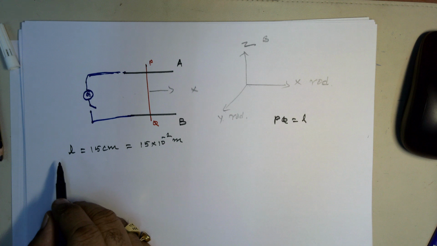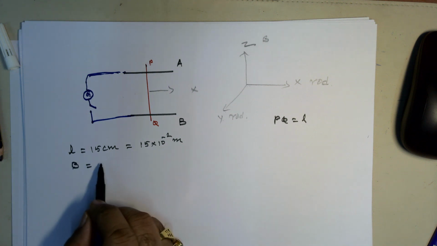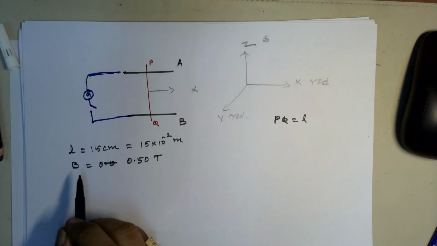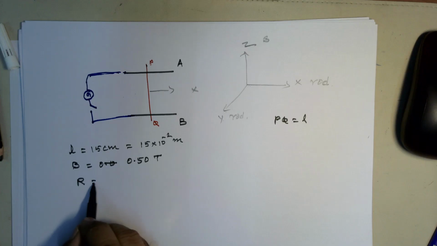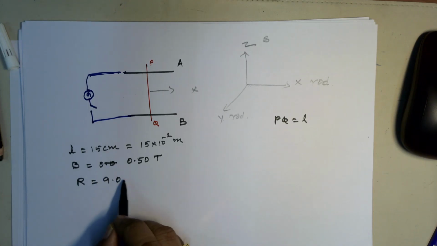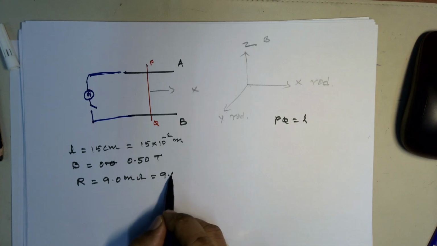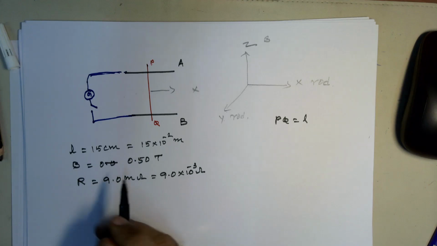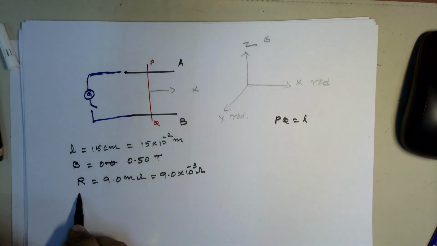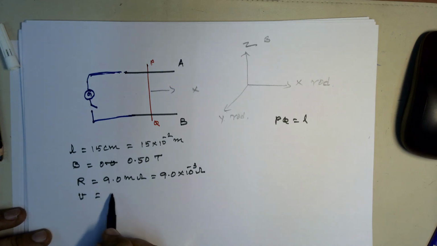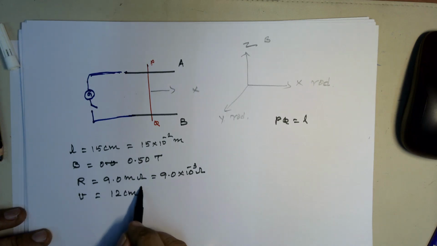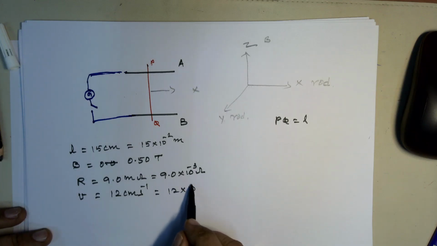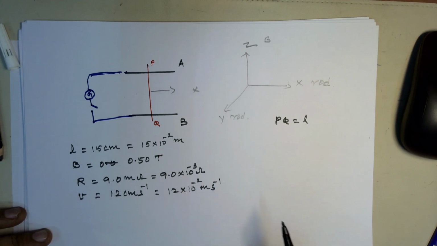Right. And then what is the magnetic field, B? Yes. So 0.5 Tesla. And then a resistance is given. How much? 9.0 milli ohm. That is equal to 9.0 into 10 power minus 3 ohm. Then speed is given, V. So V is equal to how much? 12 centimeter per second. So let us convert this into meter per second. So 12 into centi means 10 power minus 2 meter per second, right?